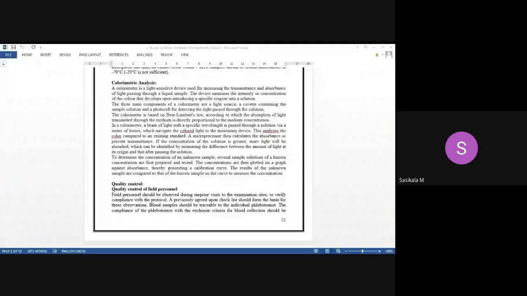Unlike other techniques where you have used the titration method for urine sample analysis, and qualitative tests you have done, mostly blood analysis will follow quantitative estimations. For that case we'll be using what instrument? Colorimeter. So colorimetric analysis will be performed, and this follows the law called Beer-Lambert's law. Here you can see Beer-Lambert's law. So colorimetric analysis follows Beer-Lambert's law.